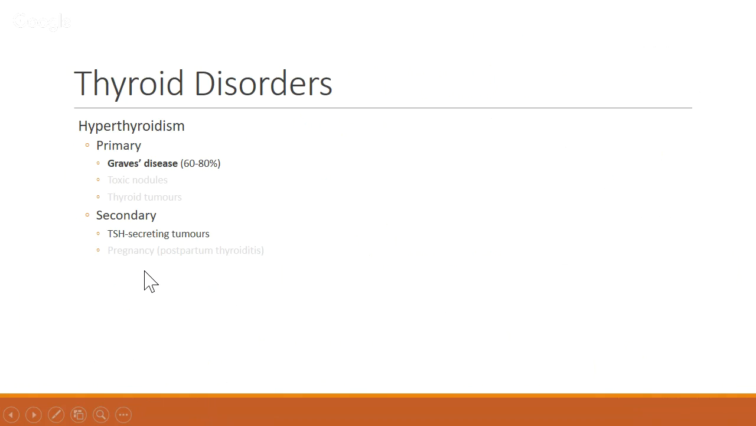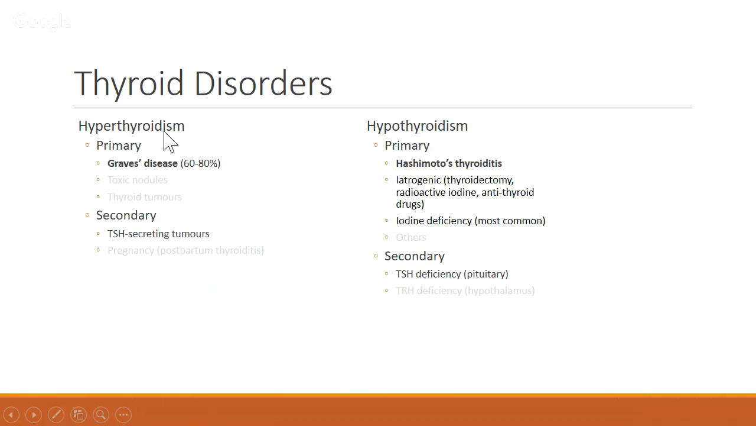Okay, so in terms of thyroid disorders, it's going to be hyper or hypo, and I just listed the causes of each. Basically, Graves is the most common cause of hyperthyroidism, and Hashimoto's is not the most common cause of hypo, it's actually iodine deficiency. So I'm only going to talk about these two today.